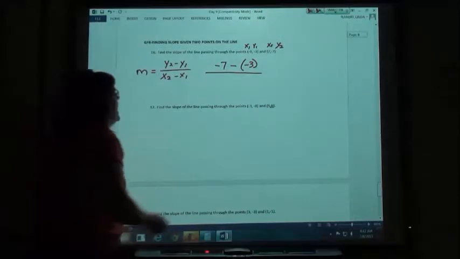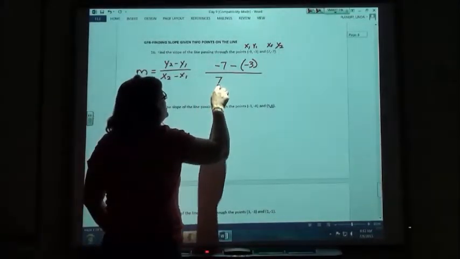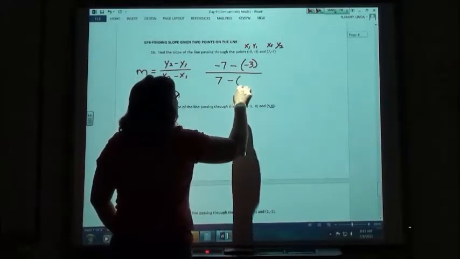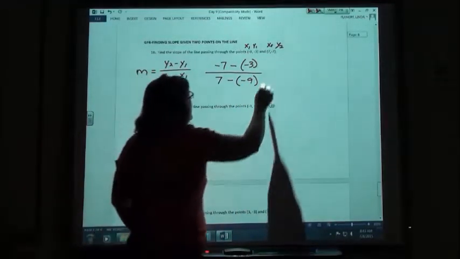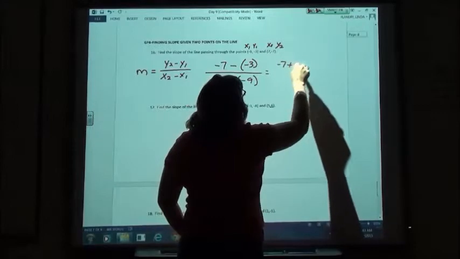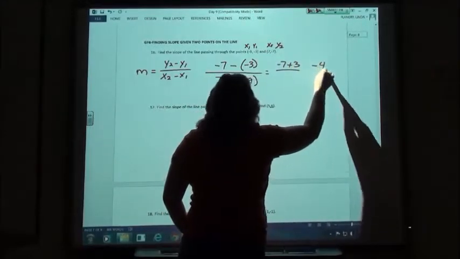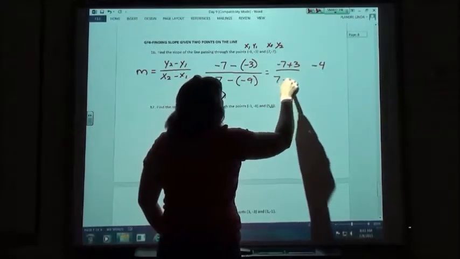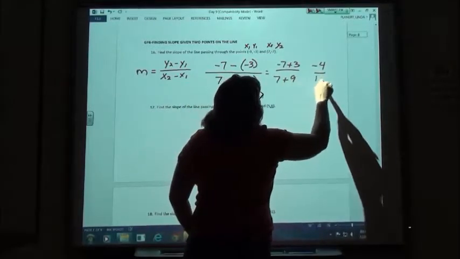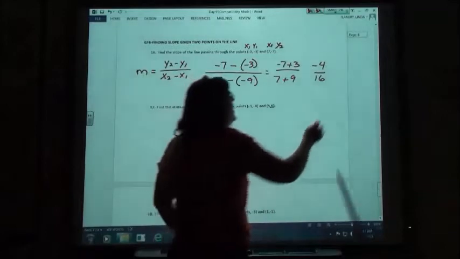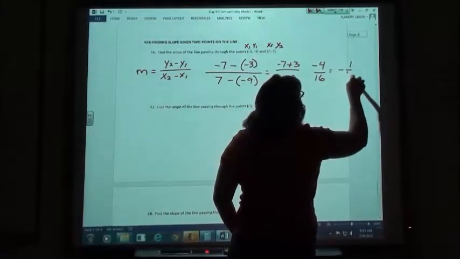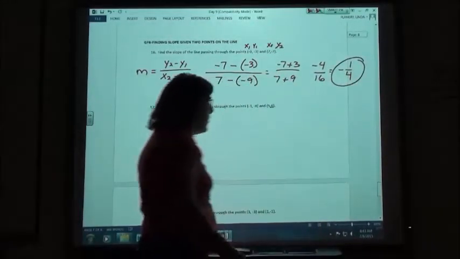On the bottom, I'm going to take the x value from point 2, which is 7. I'm going to subtract the x value from point 1, which is -9. So I'm going to have -7 plus 3, which is -4. And then I'm going to have 7 plus 9, which is 16. And of course, I've got a fraction, so I want to simplify that. So I'm going to get -1/4 for my slope.